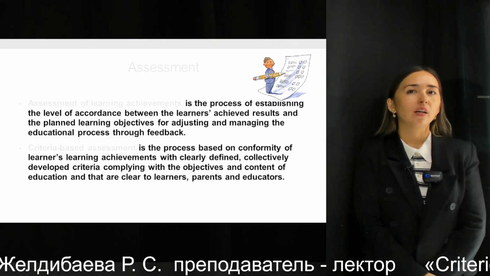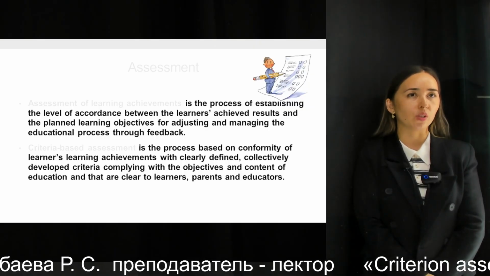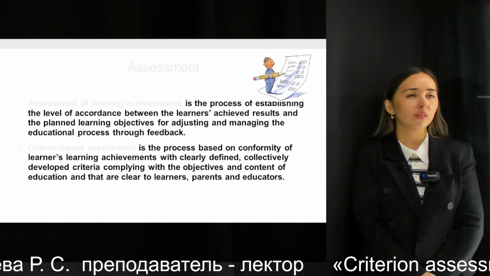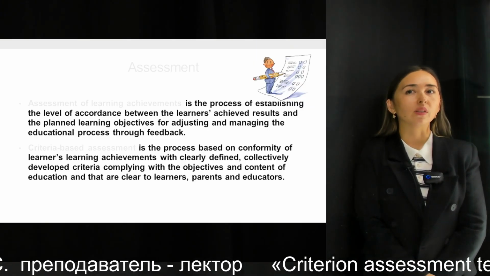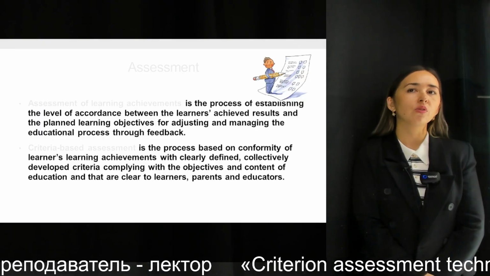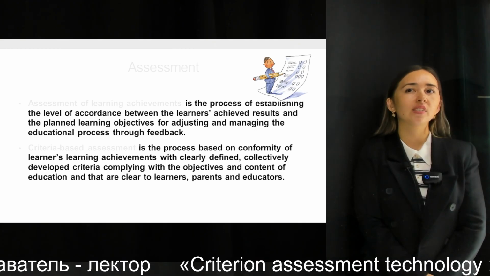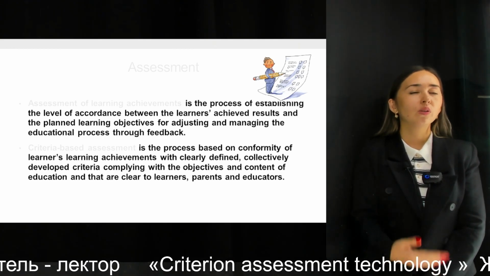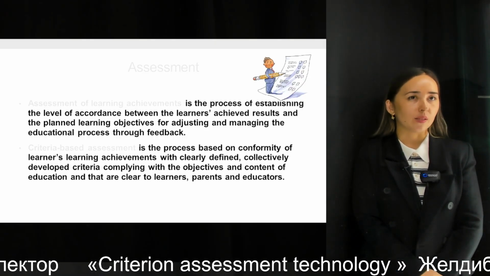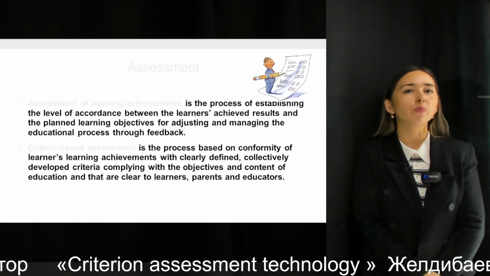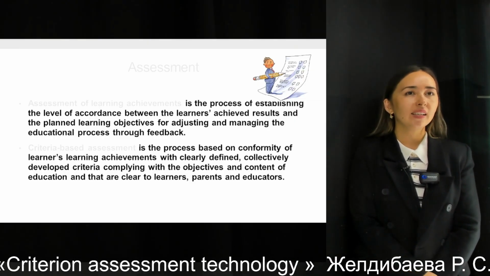First of all, let's pay attention to the definition of assessment of learning achievement. So, assessment of learning achievement, first of all, is a process of establishing the level of accordance between the learner's achieved results and the planned learning objectives for adjusting and managing the educational process through feedback, which is in a regular form. Criteria-based assessment itself also is a process based on conformity of learners' learning achievement with clearly defined criteria.